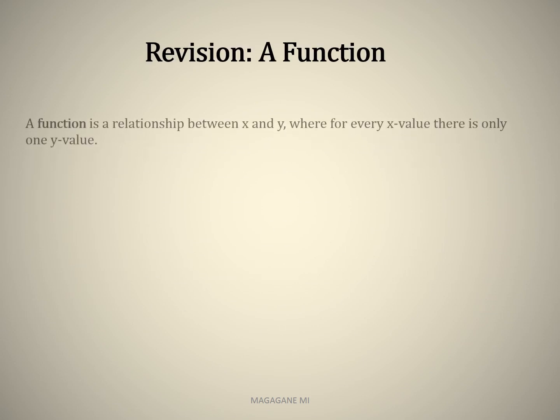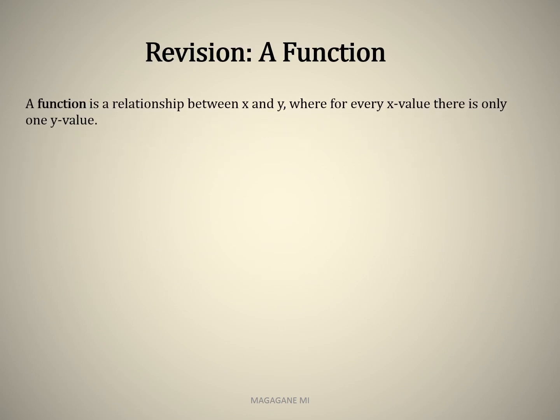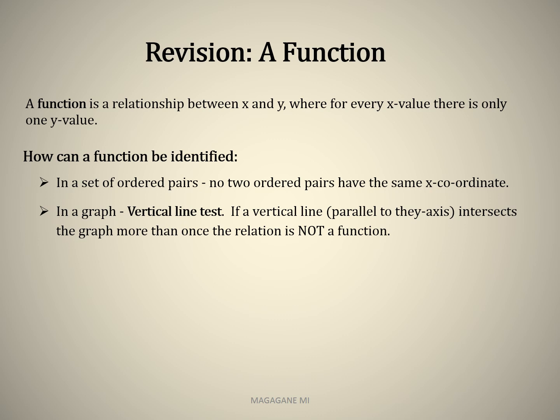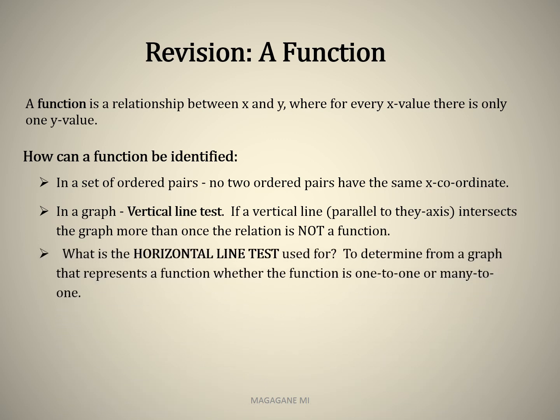Let's start by revising a function. A function is a relationship between x and y, where for every x value, there's only one y value. So how can we identify a function? A function can be identified using a set of ordered pairs, as we discussed, and a vertical line test in graphs. If a vertical line intersects the graph more than once, the relation is not a function.